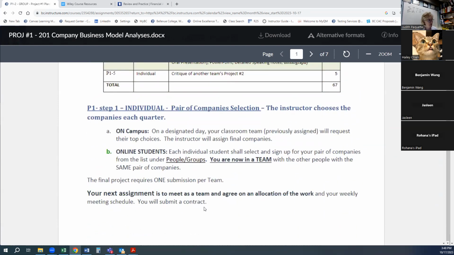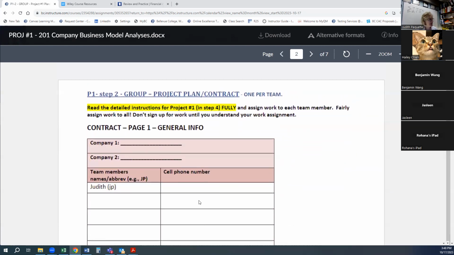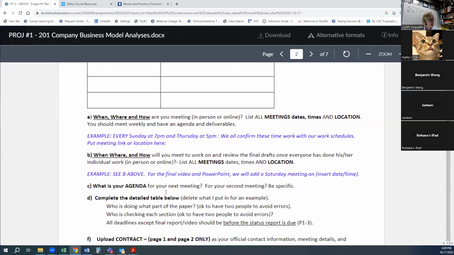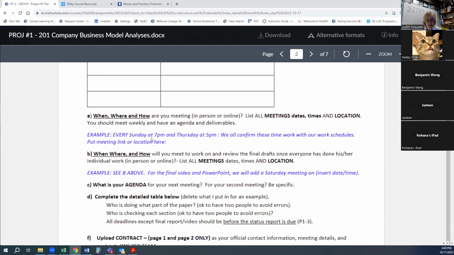Okay. So you've done this part of the project, and now you're just going to cut and paste these into another Word document. I don't need the whole thing. Your project plan, your contract, who's on your team, and their cell phone numbers so you can easily reach them. Name your companies here. And then, when are you going to meet?